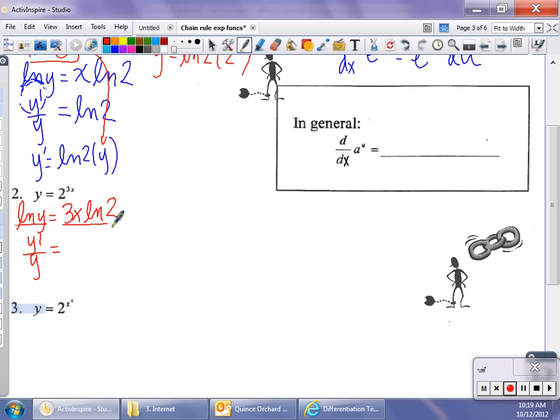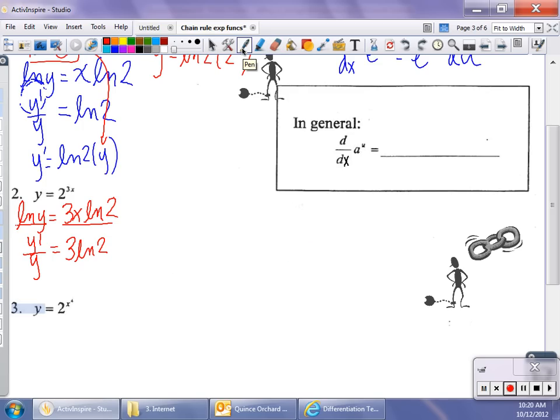On the right-hand side, the derivative of 3x ln of 2, again, it is a linear function or a power function. So I'm going to get 3 ln of 2, because I could rewrite that as 3 ln of 2 multiplied by x, and 3 ln of 2 is just a number. It's the coefficient of x. And so that's why the derivative is just that number.